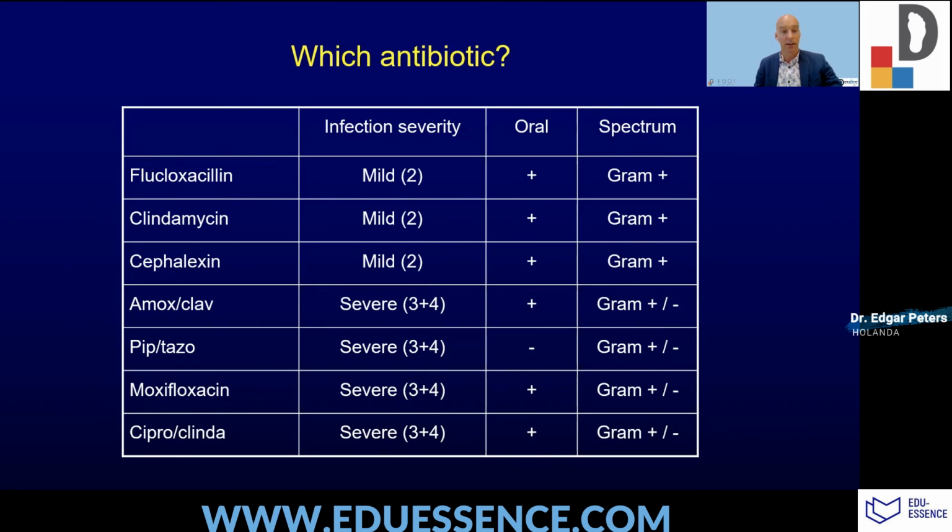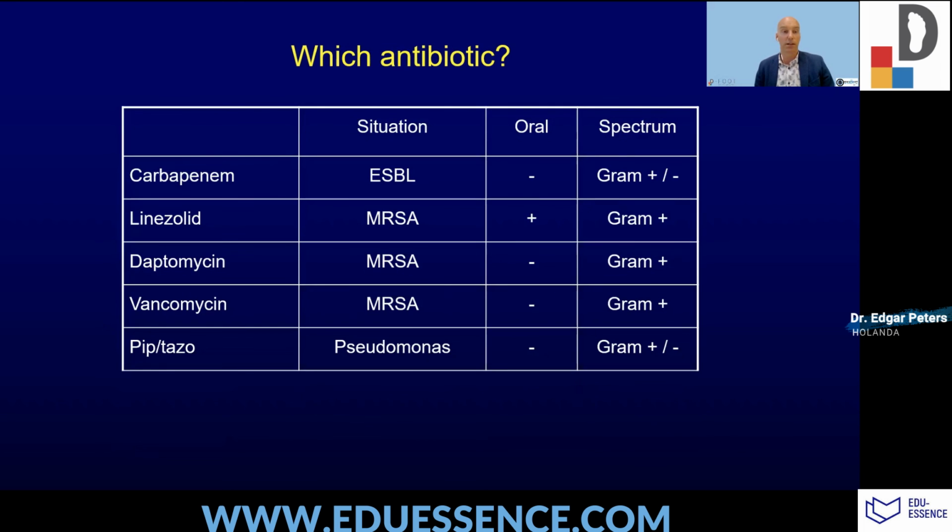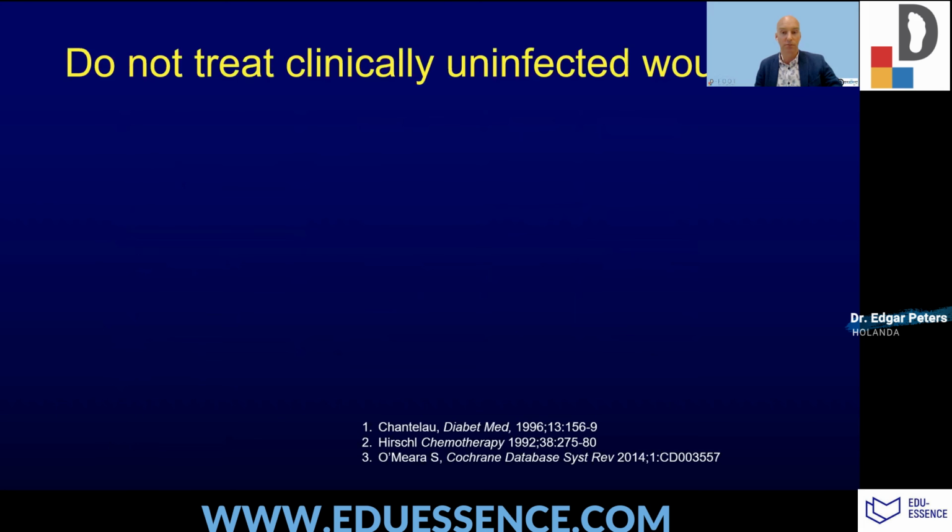You can use cephalexin in case of clindamycin resistance, which has about the same coverage as flucloxacillin, but it's a cephalosporin with a bit better bioavailability than flucloxacillin, but it's an option. You can use amoxicillin clavulanic acid. You can also use that for severe infection. Piperacillin tazobactam, if you want to have coverage for Pseudomonas. Moxifloxacin in case of proven susceptibility, and ciprofloxacin, clindamycin combination with proven susceptibility. You can use a carbapenem if you have a lot of ESBL, linezolid, daptomycin, vancomycin for MRSA, and as said earlier, piperacillin and tazobactam for Pseudomonas.